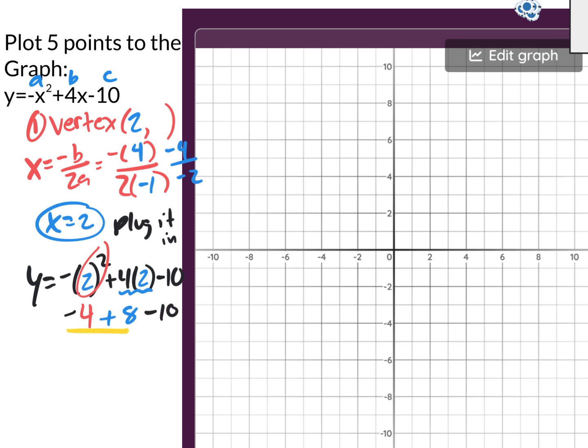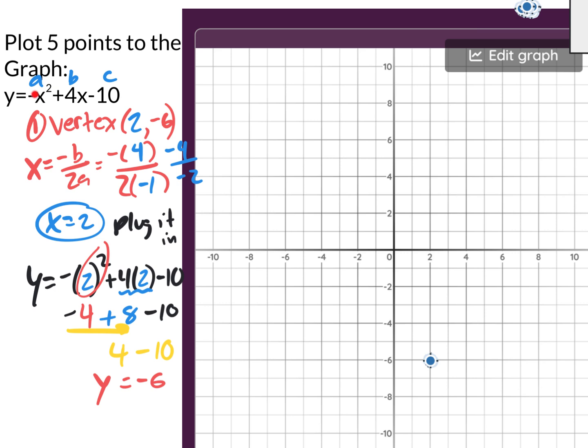From left to right, negative 4 plus 8, that's a positive 4. Take away 10. Your final answer is going to be a negative 6. That means that your y value is negative 6. So our y value of our vertex is negative 6. This is the most important point of the parabola. Let's plot one of these points. And that is a positive 2, negative 6. Positive 2, negative 6. Put the dot right there.